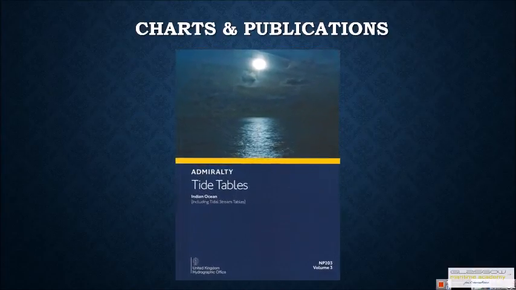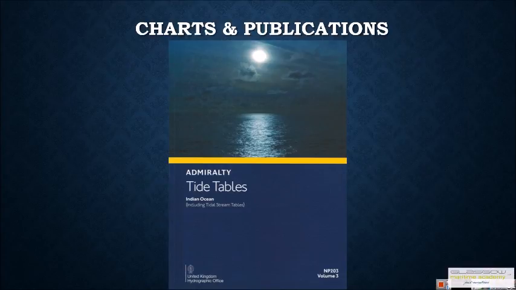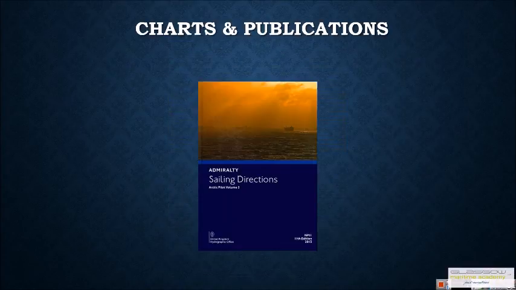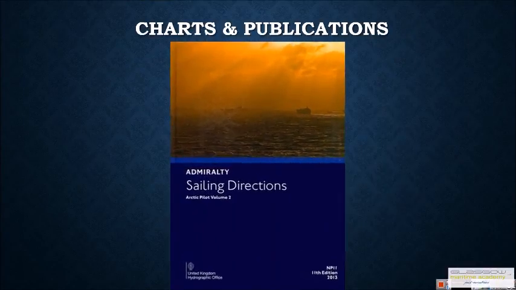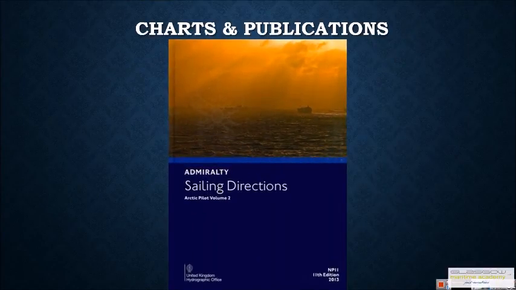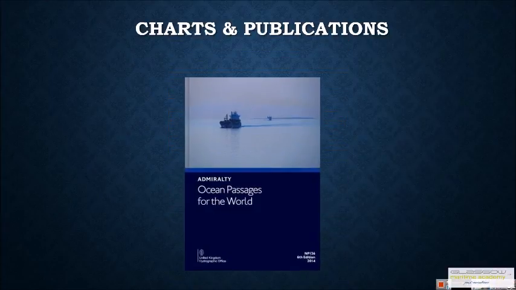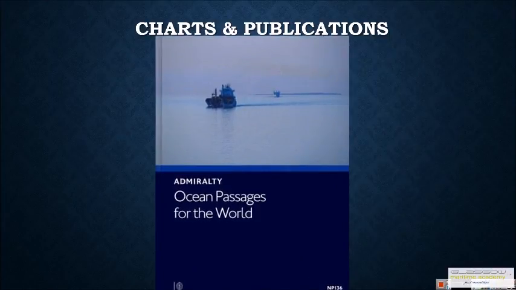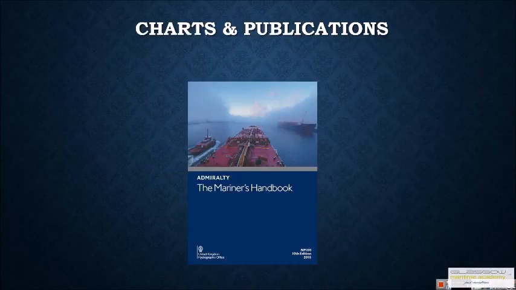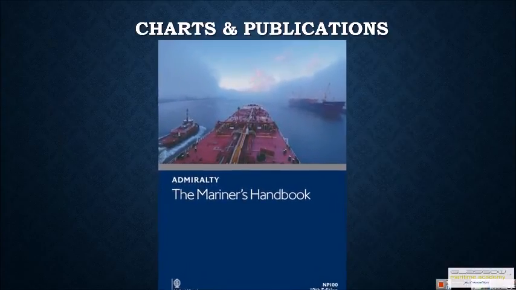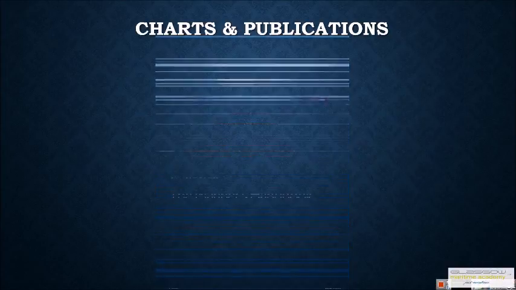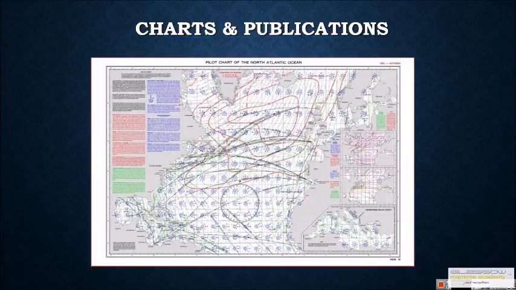You would use tide tables to find out the tide for various ports you're going to visit. You would use Sailing Directions to find the recommended routes and various other relevant information for the passage. You can use Ocean Passages of the World if you're doing cross-ocean passages, like across the Atlantic or across the Pacific. The Mariner's Handbook can give you essential information for the passage. You would use ocean routing charts for planning passages for ocean routes.